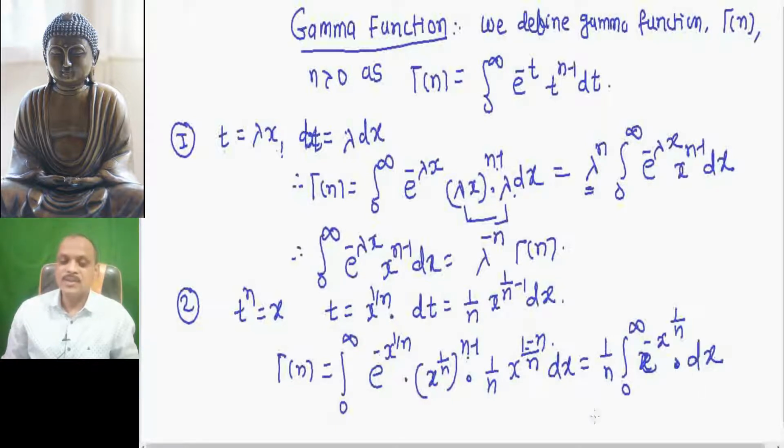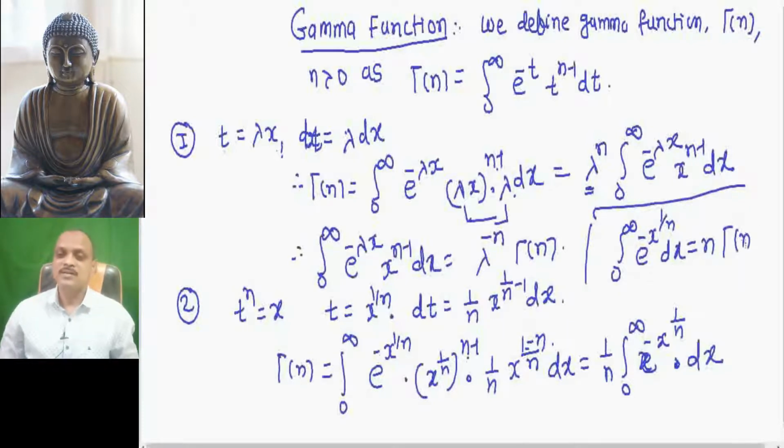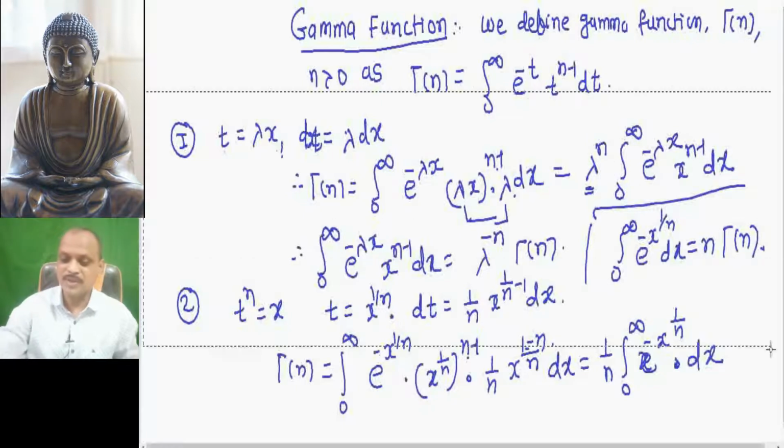Transfer this n to the other side and we get the integral value: the integration from 0 to infinity of e raised to minus x raised to 1 by n into dx equal to n into gamma of n. So this is another direct result which we can obtain from the definition of the gamma function.